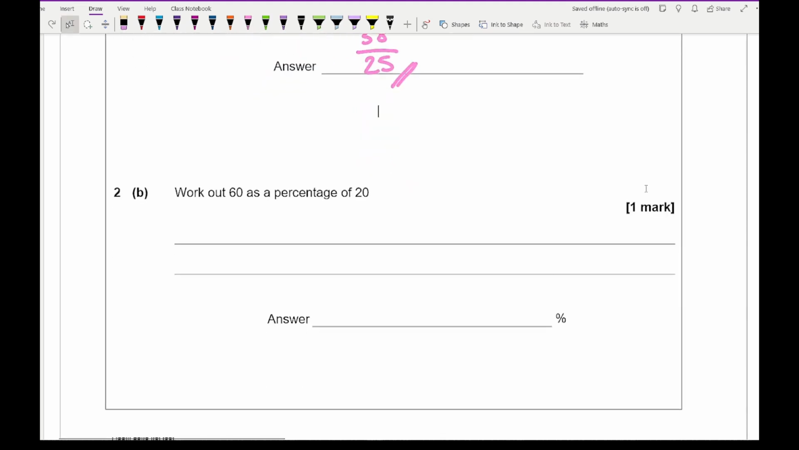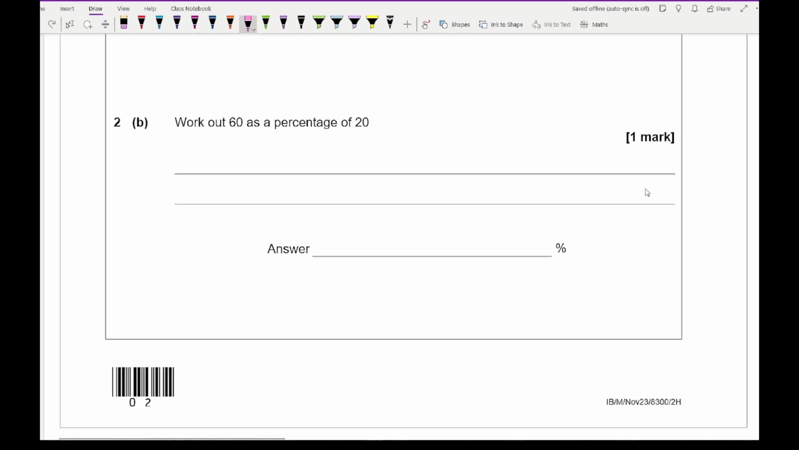Then for question 2b, it says work out 60 as a percentage of 20. So that's going to be 60 over 20 multiplied by 100, which gives us an answer of 300%.